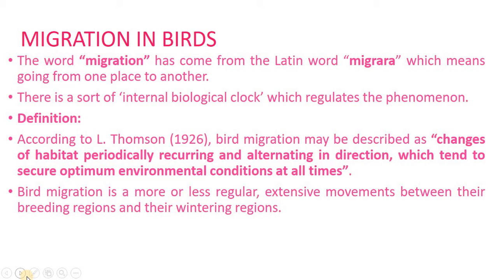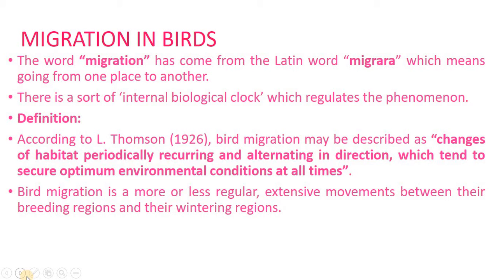There is a sort of internal biological clock which regulates the phenomenon. So migration is controlled by the internal biological clock. According to L. Thompson, 1926, bird migration may be described as the changes of habitat periodically recurring and alternating in direction, which tend to secure optimum environmental conditions at all times.